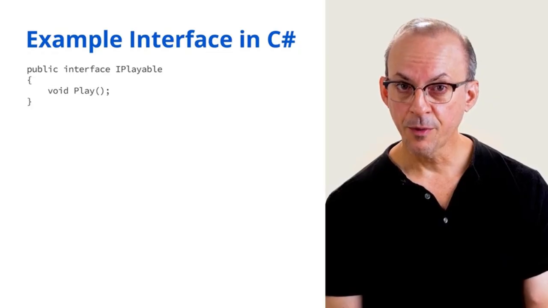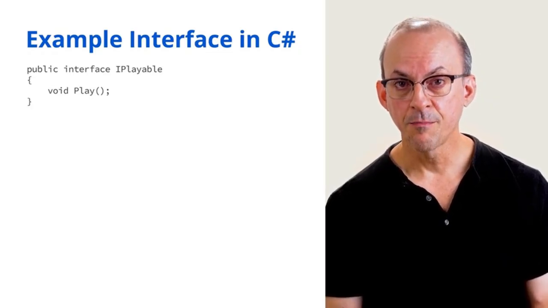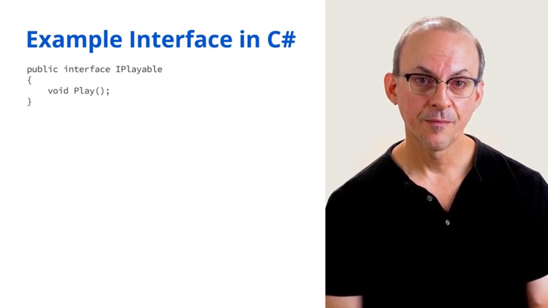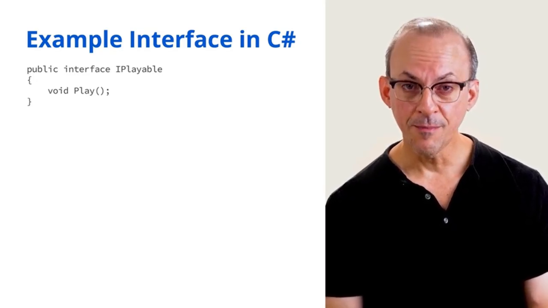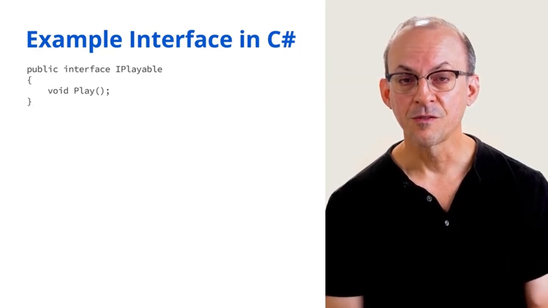For example, a developer creates an interface for the musical instrument play using the declaration public interface iPlayable. The method includes an empty method called play, which a subclass can use to create a concrete method that does work.